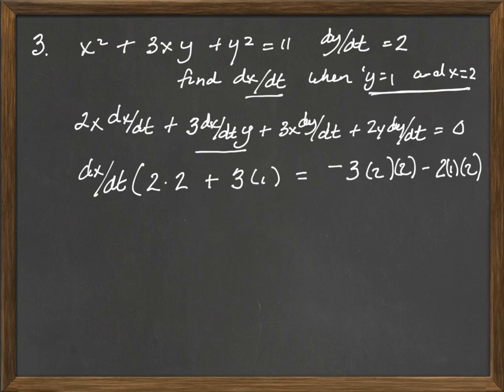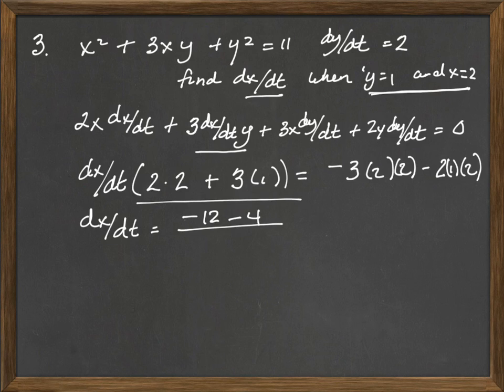All right, I hope I have that. So dx/dt is equal to, on the top here, we would have negative 12 minus 4 over this part right here, which is 4 plus 3. So dx/dt is equal to negative 16 over 7, and that's correct.